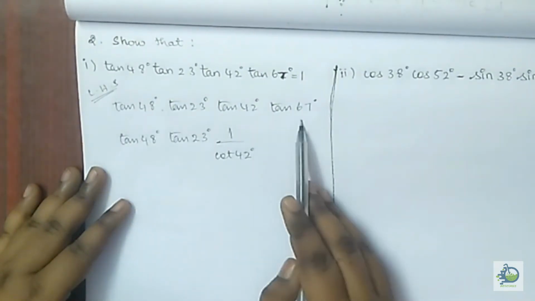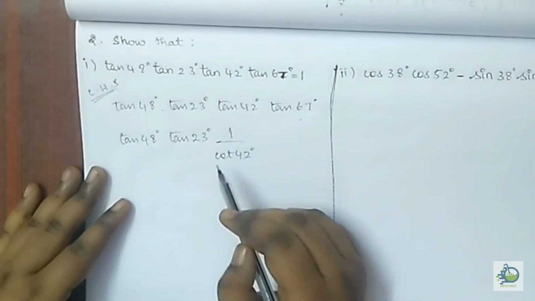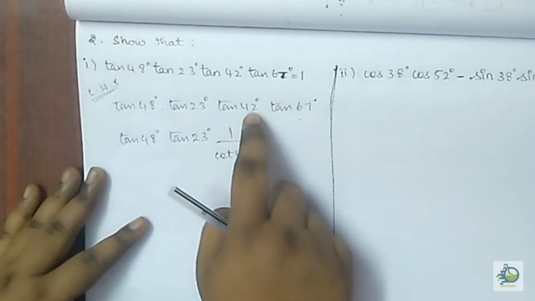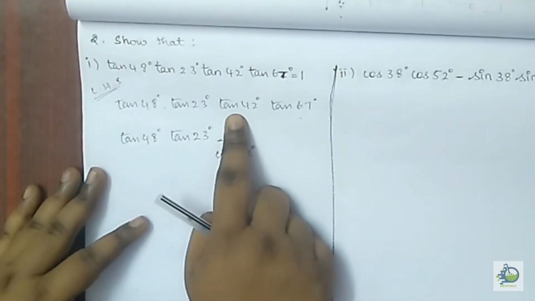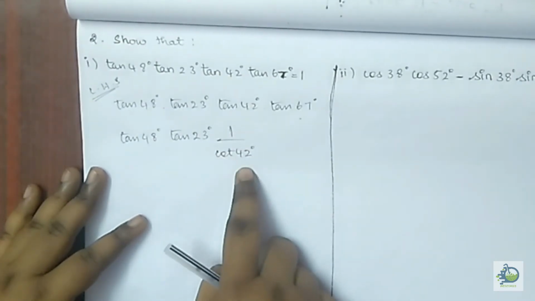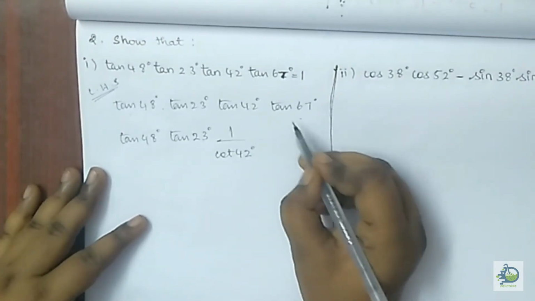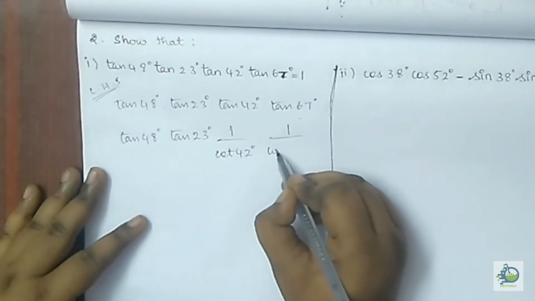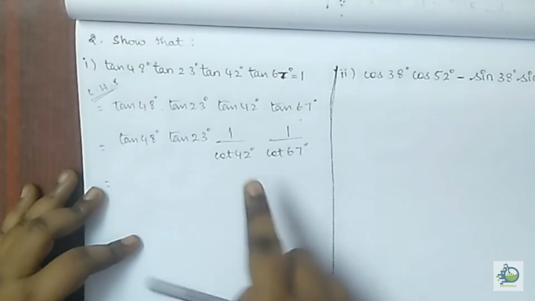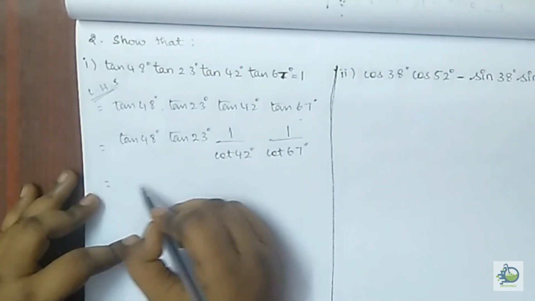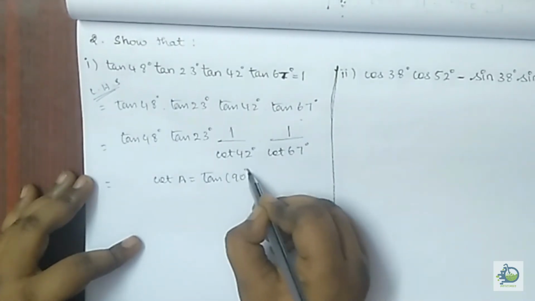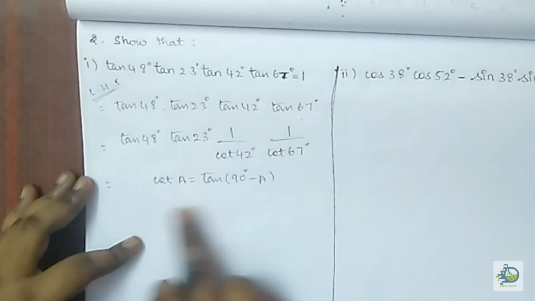Okay, I have written the LHS here. Now we are going to change certain things. Let us write tan 48 as it is, tan 23 degrees as it is. Now we know that tan theta can be written as 1 by cot theta. So tan 42 degrees can be written as 1 by cot 42 degrees. Similarly, tan 67 degrees can be written as 1 by cot 67 degrees. Next we know that cot A can be written as tan 90 degrees minus A. So we are going to substitute this here.